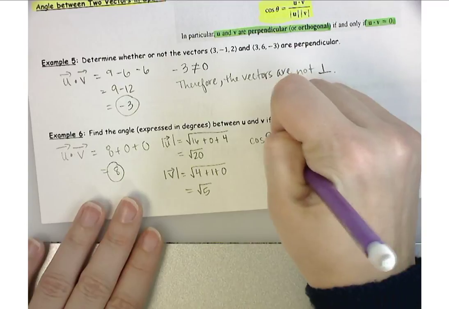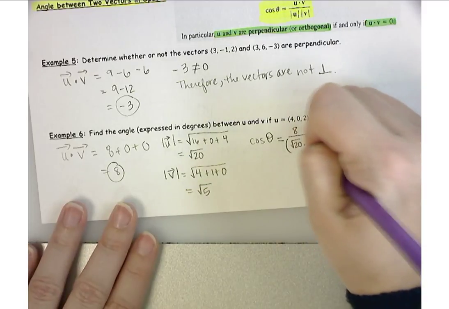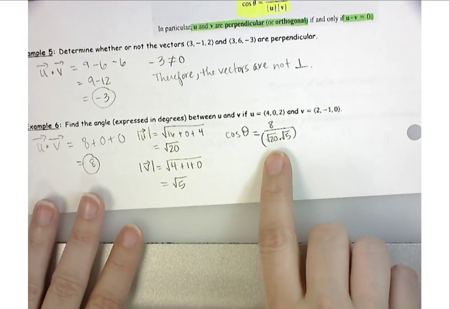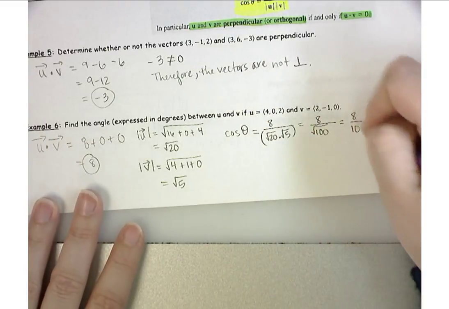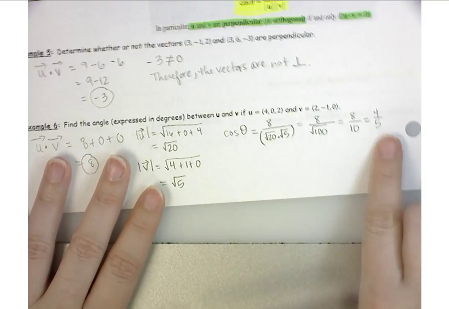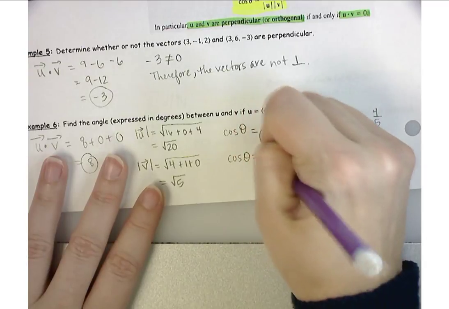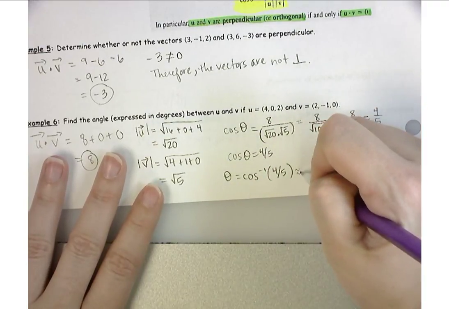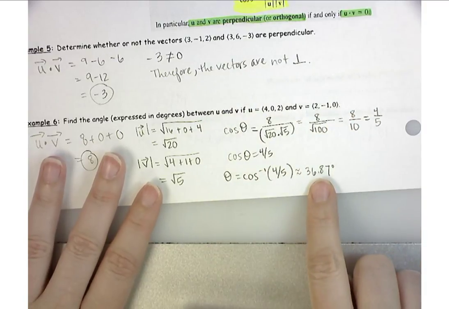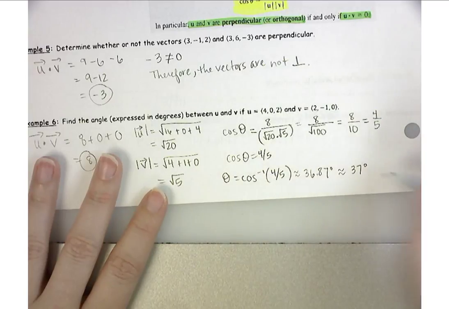So your cosine of theta is equal to the dot product, which is 8, over the product of root 20 times root 5. Now, what do you notice about this? Root 20 times root 5. If you combine them, what's that going to be? It'll be the square root of 100, which is 10. And then 8 over 10 is going to reduce to 4 over 5. The only reason I do that is because it's going to be a lot simpler to plug into my calculator. So if the cosine of theta is equal to 4/5, all I have to do is take the cosine inverse of 4/5. And then you'll get 36.87 degrees, which is about 37 degrees. So that's going to be your theta value.